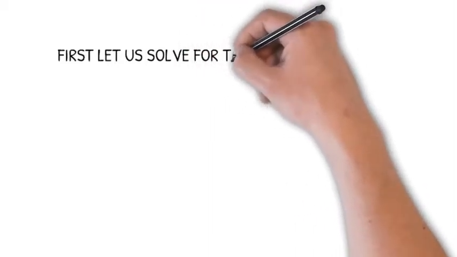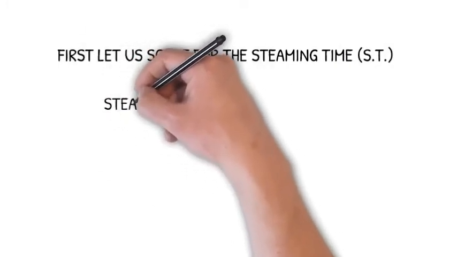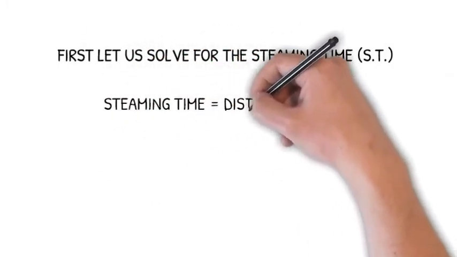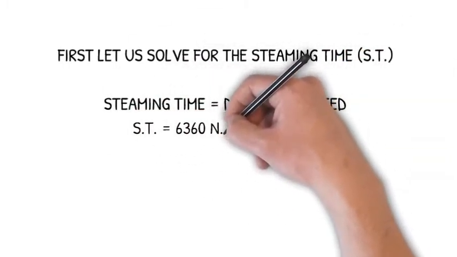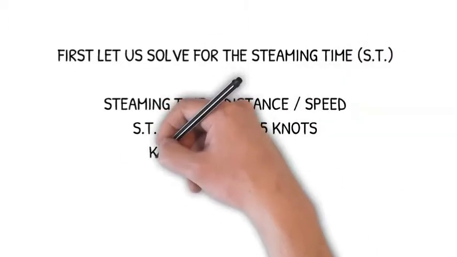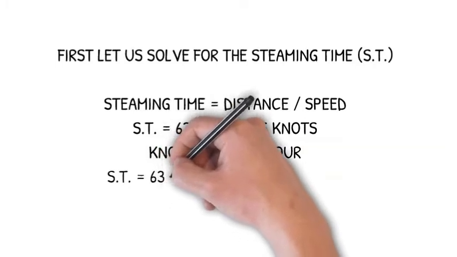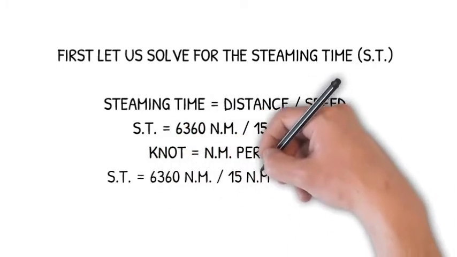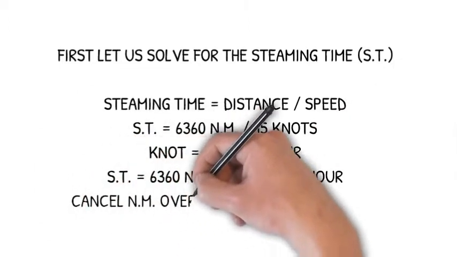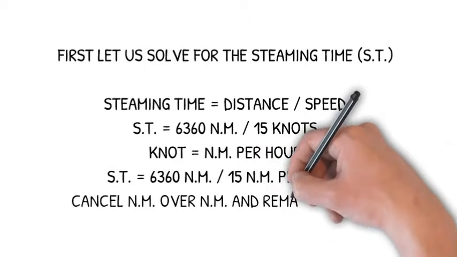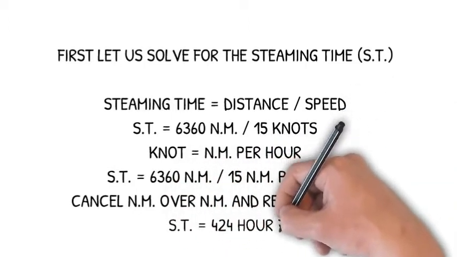First, let us solve for the steaming time. Steaming time equals distance divided by speed. Steaming time equals 6,360 nautical miles divided by 15 knots. Knot equals nautical mile per hour. So steaming time equals 6,360 nautical miles divided by 15 nautical miles per hour. So cancel nautical mile over nautical mile and remains hours. So steaming time is 424 hours.